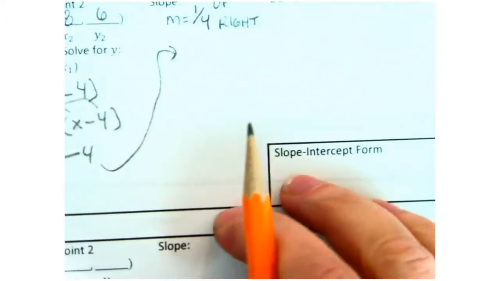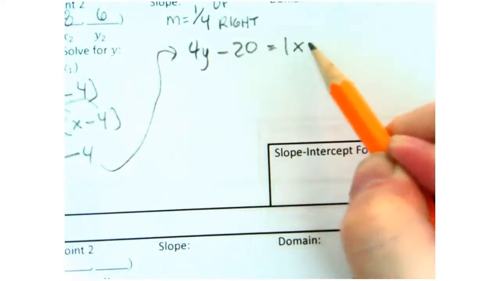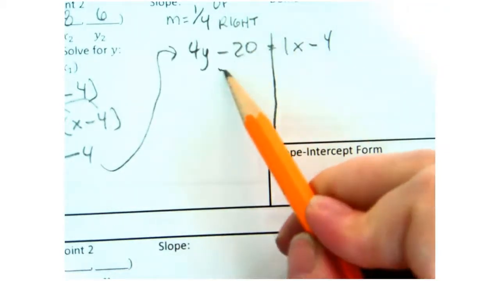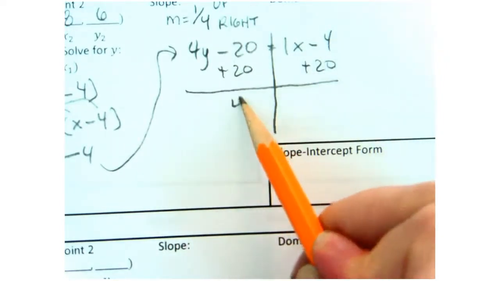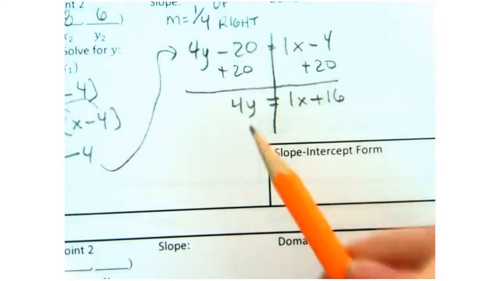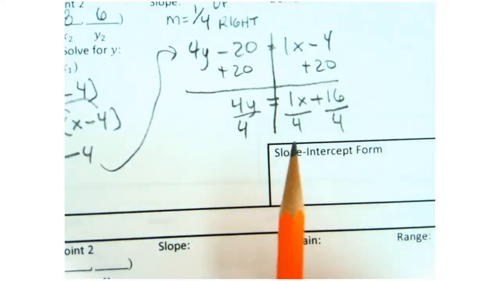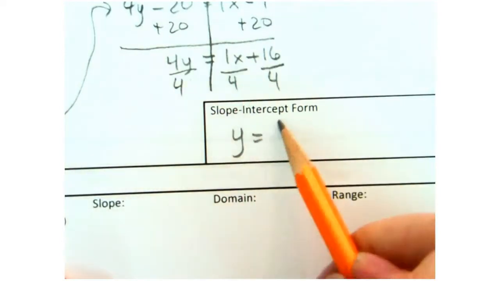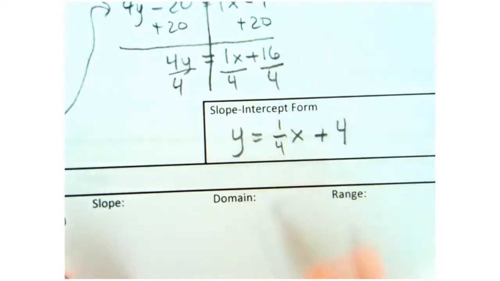As we work, our goal is to get y by itself. Once y is by itself, we have the slope-intercept form of the equation. Add 20 to both sides. Now divide both sides by 4. We now have the slope-intercept form. Y equals 1/4 x plus 4. Y equals mx plus b.